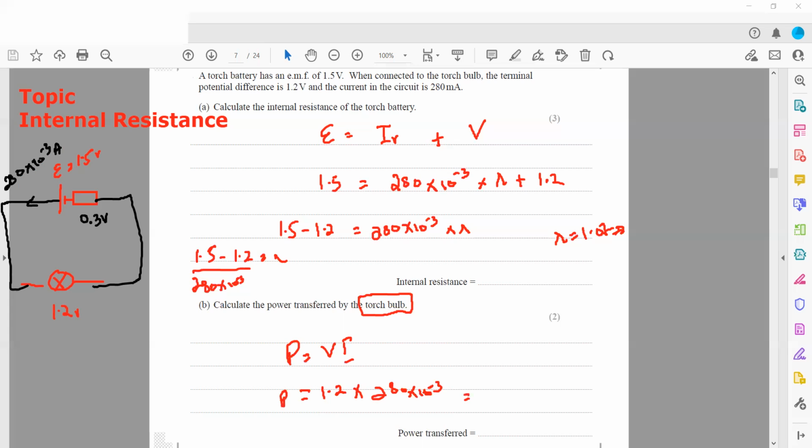When we multiply voltage with current, it will be 0.336 watts. So that is the power which is transferred by the torch bulb. And if the same question asked how much power is dissipated in the internal resistance, we'll take the voltage across the internal resistance, which is 0.3, and multiply it by the total current, which is 280 into 10 to the power minus 3 ampere. We'll know how much power is dissipated in the internal resistance.